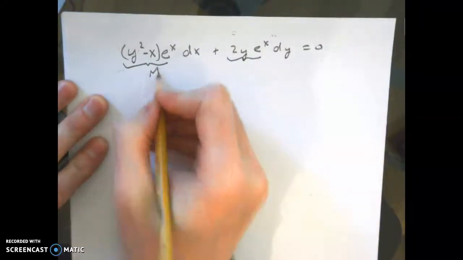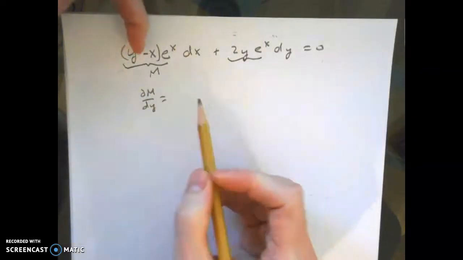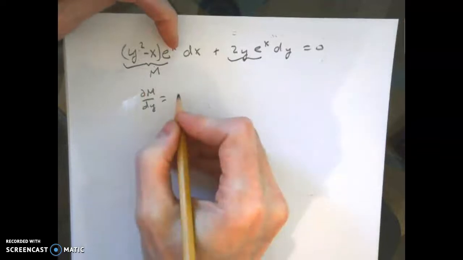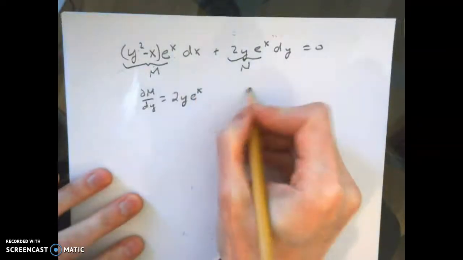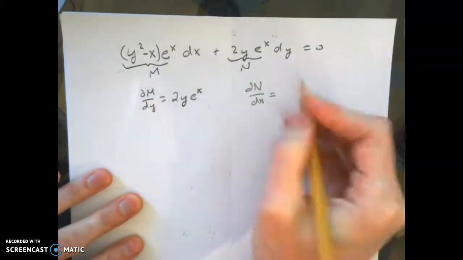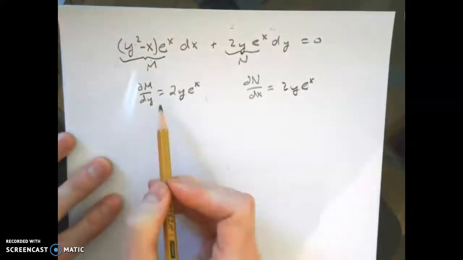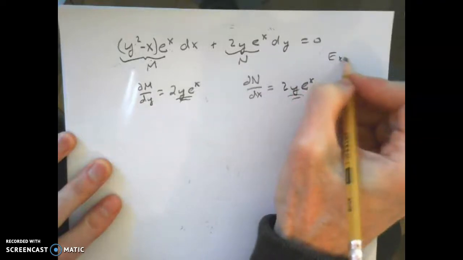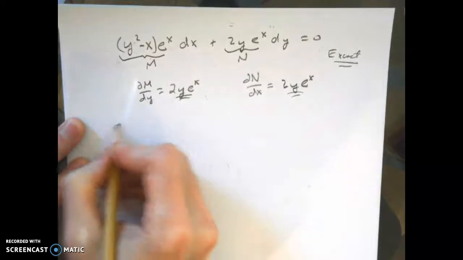So this is my m. So dm dy is equal to, take the first times the derivative of the second, plus the second times the derivative of the first. I get 2y e to the x. And then this thing is my n, so dn dx is equal to 2y e to the x. Okay, well that works out nicely. So these are equal, so this is now an exact differential equation.